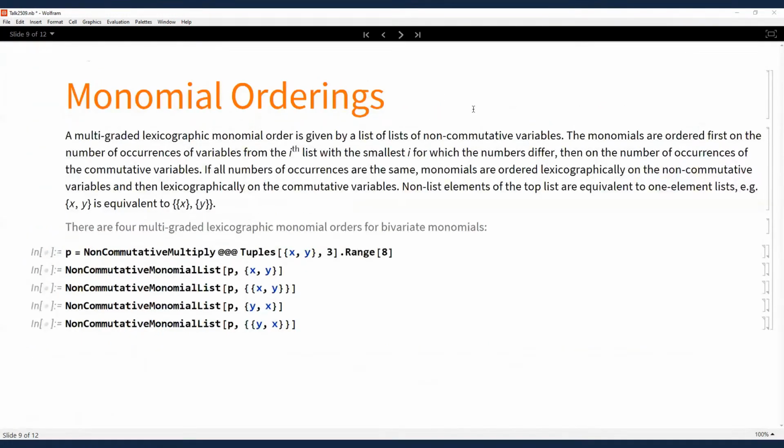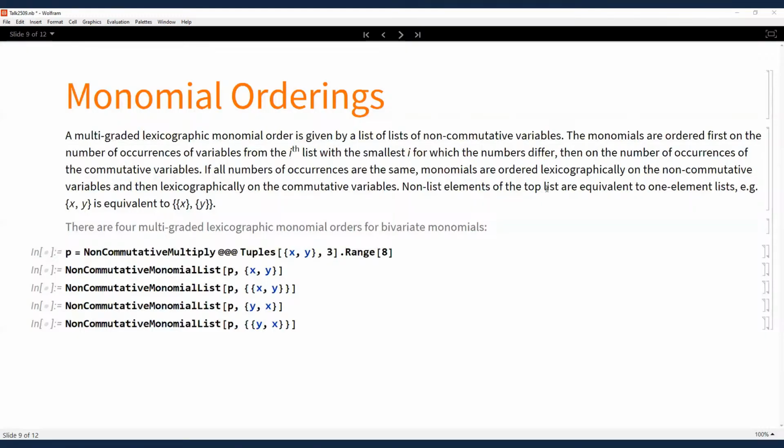Now, before we can talk about Gröbner basis and polynomial reduce, we have to talk about monomial orderings. So a multigraded lexicographic monomial order is given by a list of lists of non-commutative variables. The monomials are ordered first on the number of occurrences of variables from the ith list, with the smallest i for which the numbers differ, then on the number of occurrences of the commutative variables. If all numbers of occurrences are the same, monomials are ordered lexicographically on non-commutative variables and then lexicographically on commutative variables.